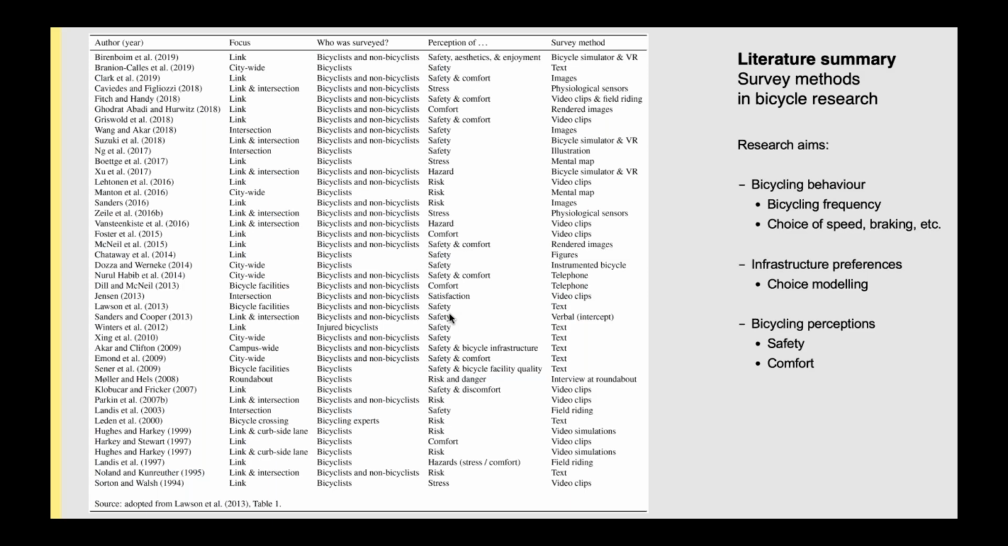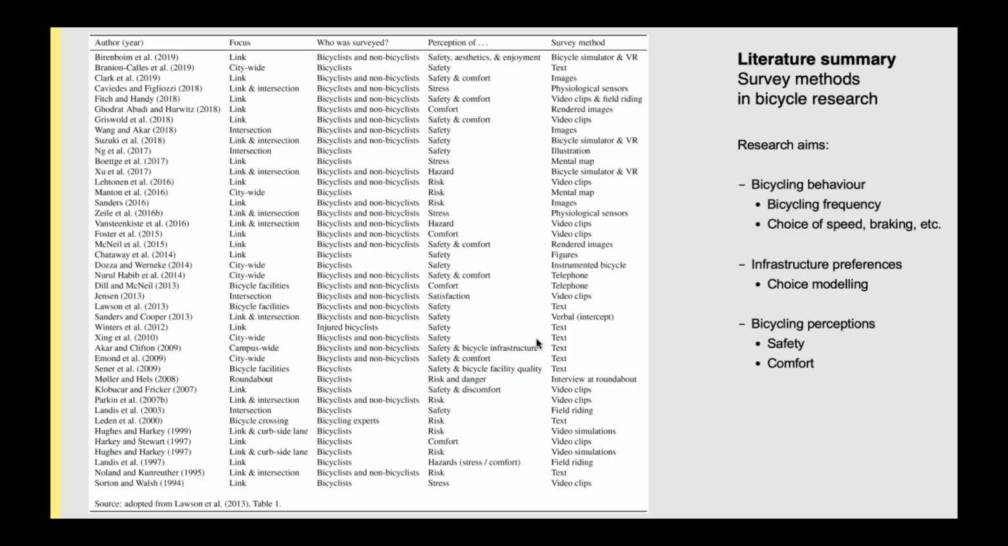If you want to categorize the whole studies, we understand that there are three different groups of research aims. The first one is bicycling behavior. This can be interpreted in two ways. The first one can be simply the questions that have been asked regarding the bicycle frequency, how often people cycle to different locations. Usually for these types of surveys, paper-based questionnaires or web-based questionnaires were used. Or bicycling behavior can also be interpreted as understanding the choice of speed, the braking behavior of the bicyclists, and so on, using bicycle simulators or equipped bicycles in the field.